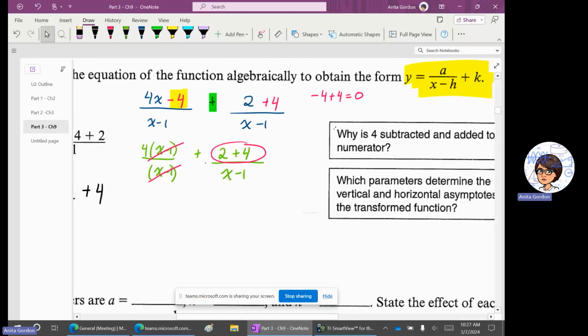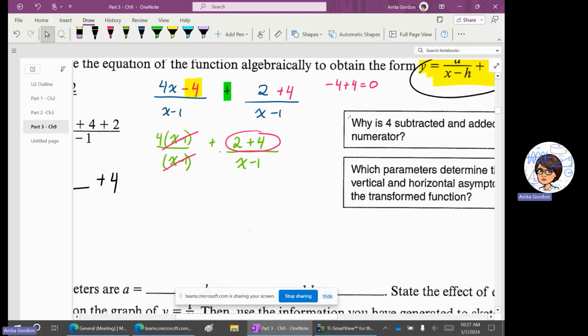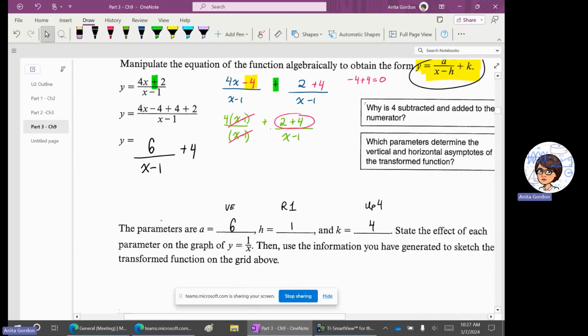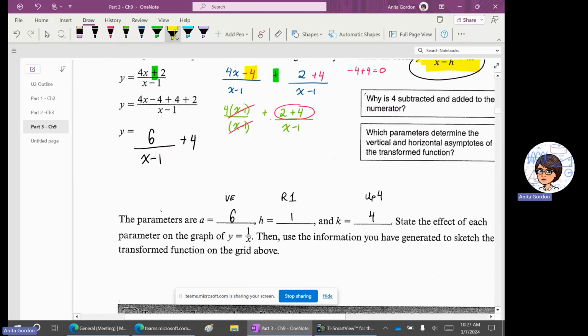And now it looks like that. Just by looking at this equation that I've rearranged, a has a value of 6, which is a vertical expansion. h has a value of 1, so I'm moving right 1. And k has a value of 4, so I'm moving up 4. So we now know what the transformations tell us. We also know that h represents our vertical asymptote, and k represents our horizontal asymptote.